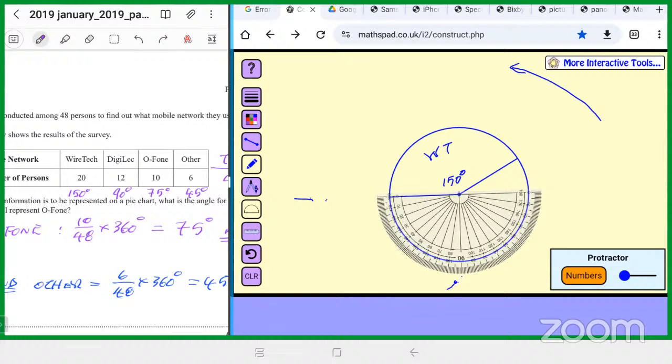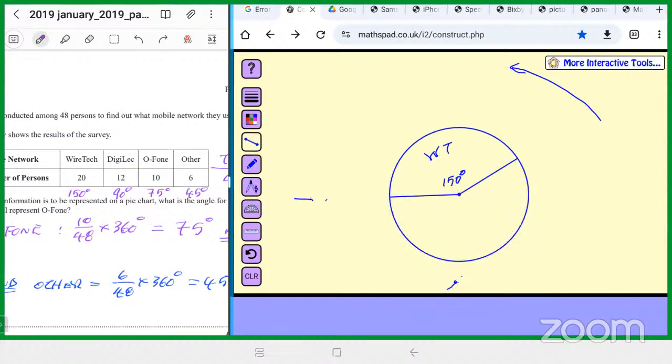Let's move this out the way again, and I'm going to draw that line out to this mark, which would be 90. See that? I'm going to stop it there. That's 90 degrees. That one is for Digilec. So I'm going to write DL for Digilec, and that is 90 degrees. Then I want 75 degrees from that line for O phone.